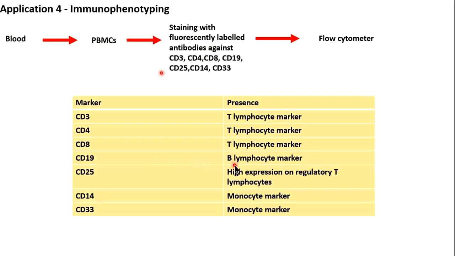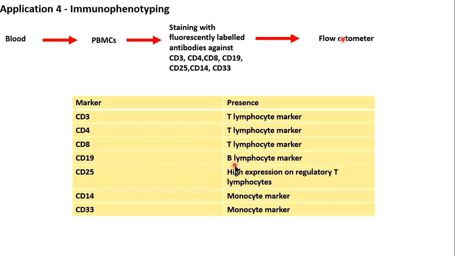like antibodies against CD3, CD4, CD8, CD19, antibody against CD25, CD44, CD33. Okay, we incubate the sample with these antibodies. So now how many proteins are we analyzing simultaneously in one sample? 4 plus 3 is 7. Very good complex analysis, right?